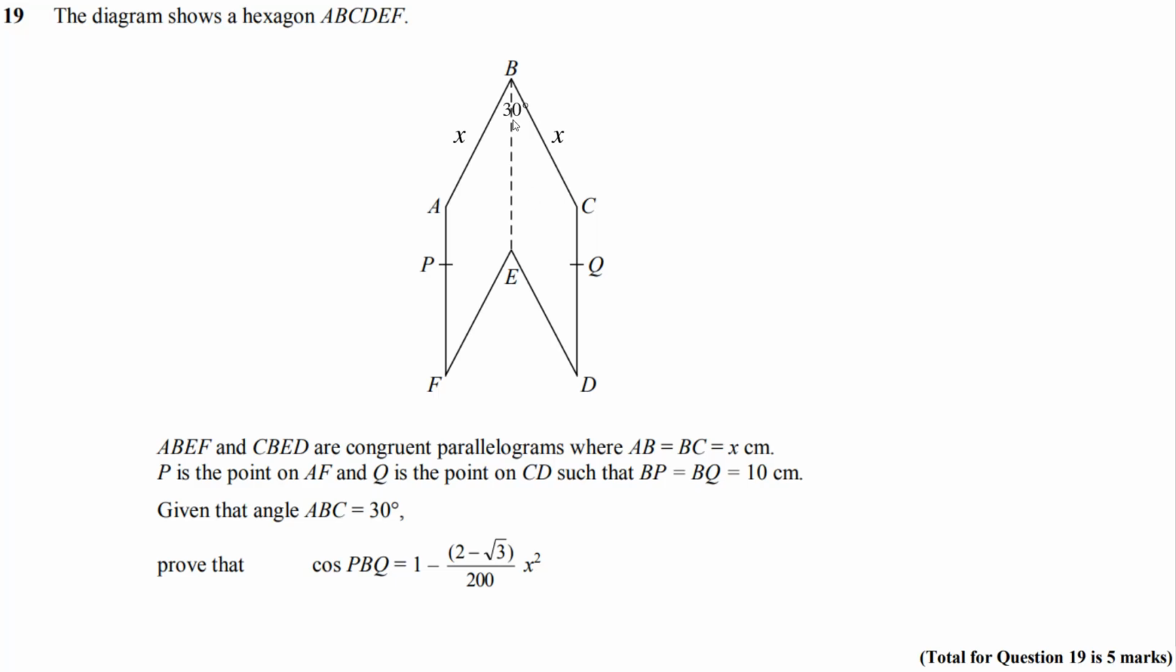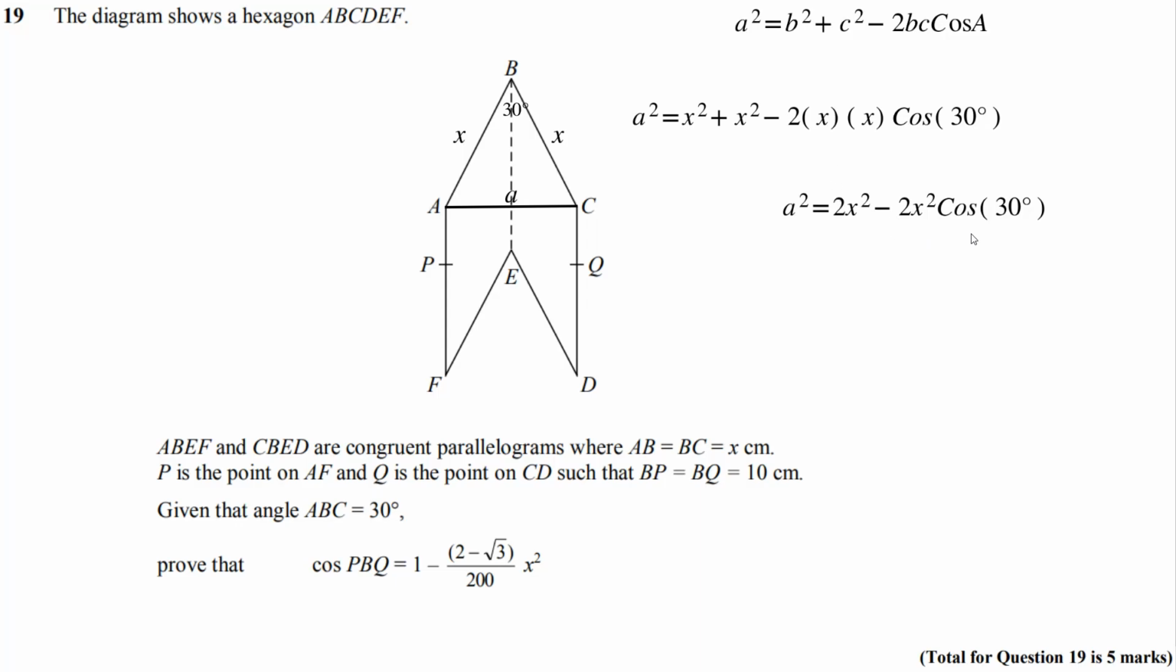So let's just draw a line across here at 30 degrees. And let's call this A. Okay, instantly there's something that should be coming to mind. We've got two lengths and we've got an angle in between. That's cosine rule. So we have A and B, we have B and C equaling X, cosine A, which is cosine 30 degrees, and A is just A. So just plug that into the equation to get this, and then simplify.